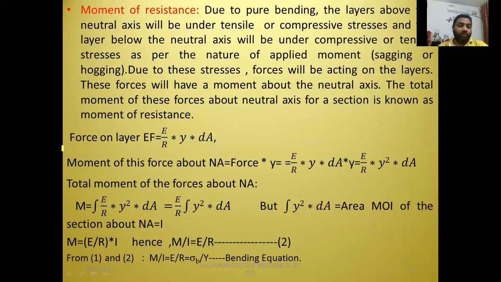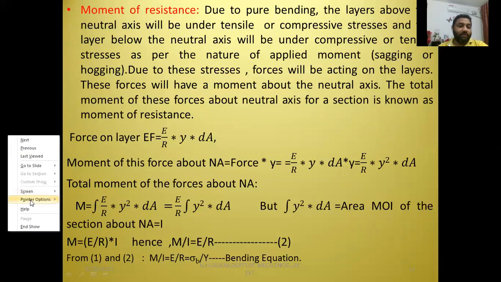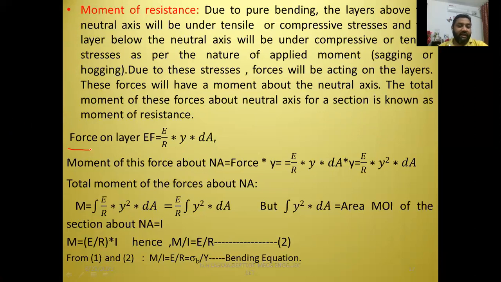We know the force on the layer EF already, which is E upon R Y dA. And if I want to find the moment about the neutral axis, I have to multiply it with Y. So force multiplied by Y. So I am getting ultimately E upon R Y squared dA. Now if I want to find the total moment of the forces about NA, I have to integrate this equation. So total moment M is equal to integration E upon R Y squared dA. Take E upon R outside because it's a constant. So inside the integration we have Y squared dA.